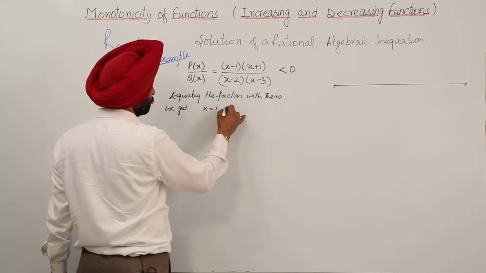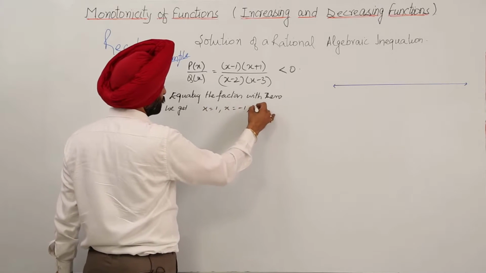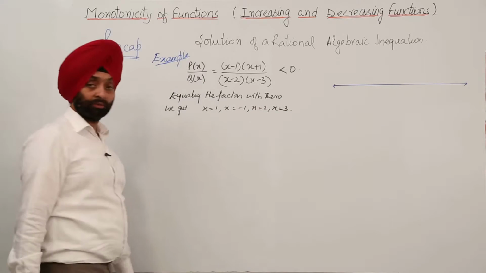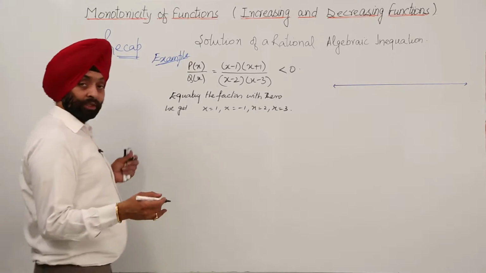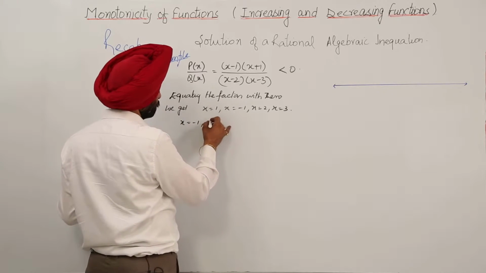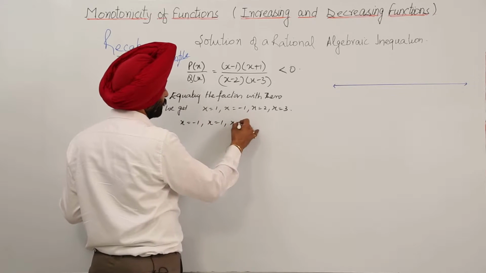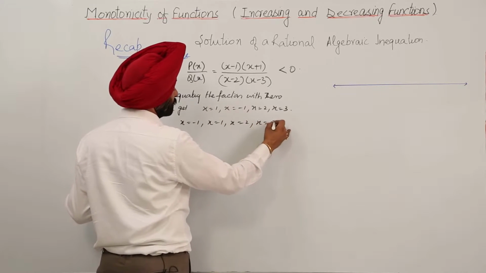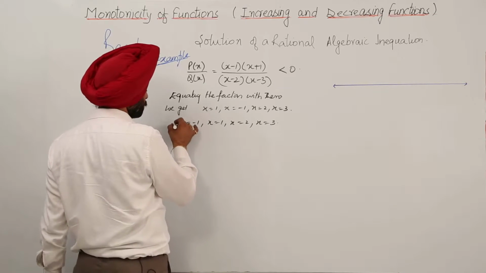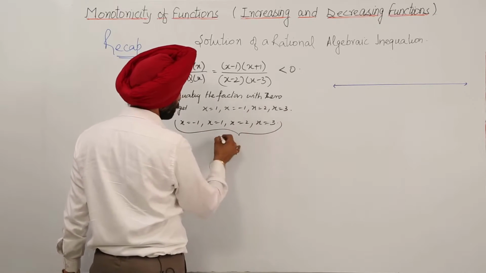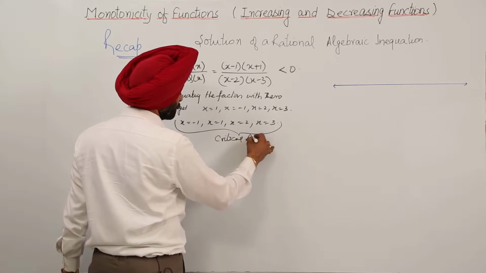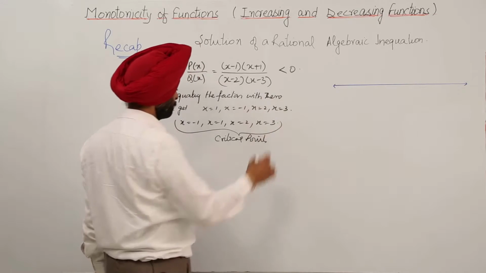x is equal to 1, x is equal to minus 1, x is equal to 2 and x is equal to 3. Okay, just arranging in the ascending order, we are having x is equal to minus 1, x is equal to 1, x is equal to 2, x is equal to 3. Now what are these? These are the critical points. What I told you, these are the critical points.